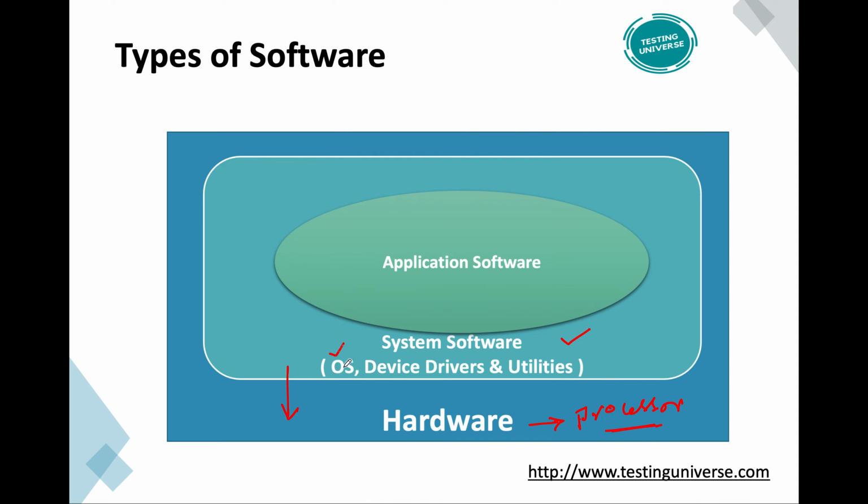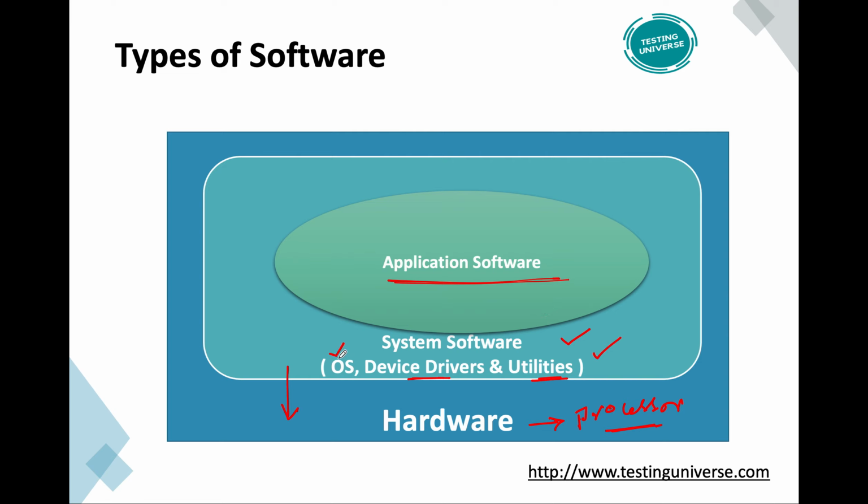For example, your operating system. On your hardware your operating system will be installed. Similarly, you will get a lot of device driver software, and some other small utilities can also be directly installed on top of the hardware. So these are all called system software. On top of system software, you will be having application software.